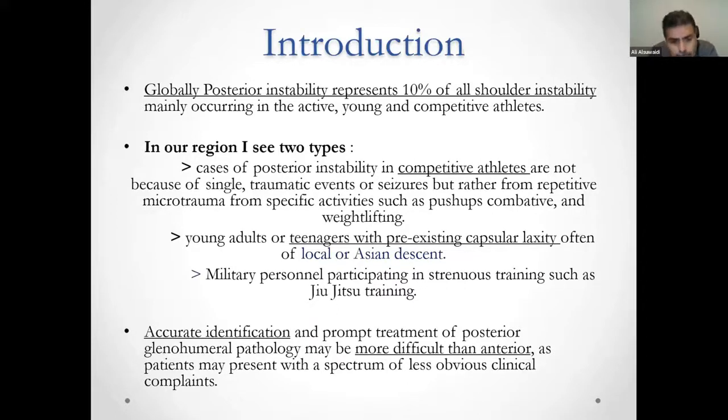Now, as we know, posterior shoulder instability differs from anterior instability. So accurate identification and prompt treatment is more difficult than anterior. Sometimes it's missed because it's a vague pain, and this is what we're talking about, the symptom presentation. It's not easy to diagnose sometimes.